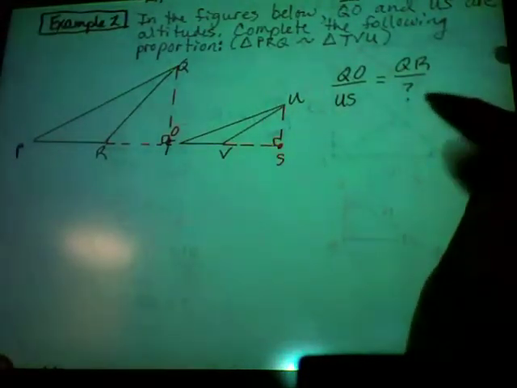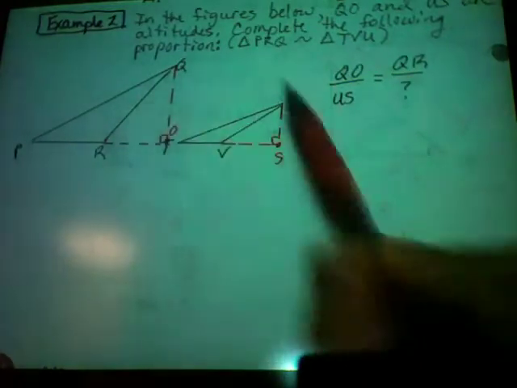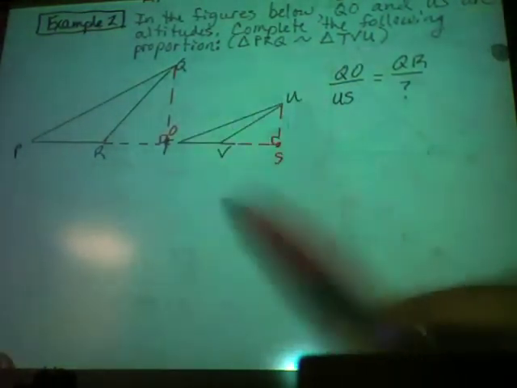So using the theorem above, fill it in. So what goes here? QO is to US, those are your altitudes, as QR, here's QR. What side on the small one corresponds to QR? UV. So UV is here, or VU, doesn't matter which.